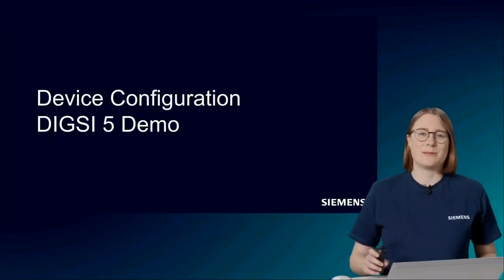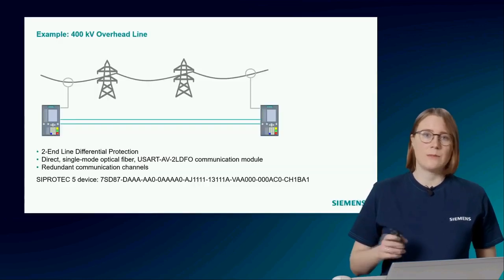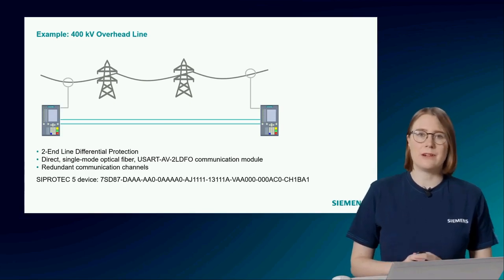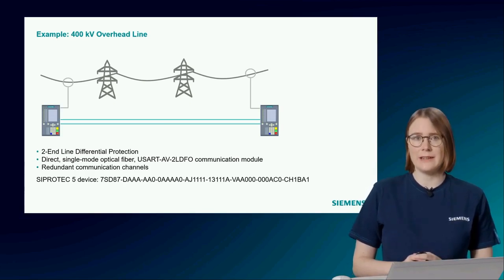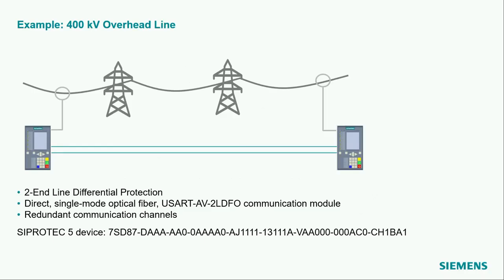Let us start with the first part, device configuration, a DIGSI 5 demo. We will use as an example a 400 kV overhead line with a length of 100 km. There is a line differential protection device at each end of the line, forming a two-end topology. The communication connection is a redundant direct fiber optic connection.